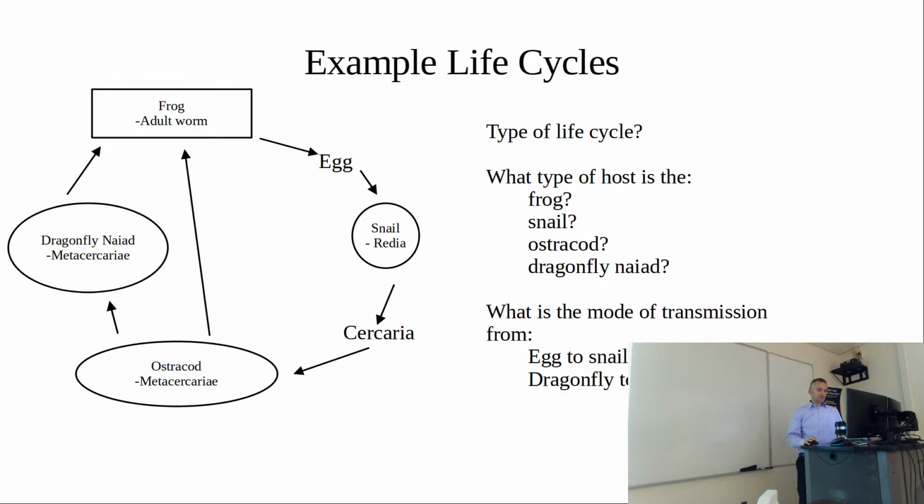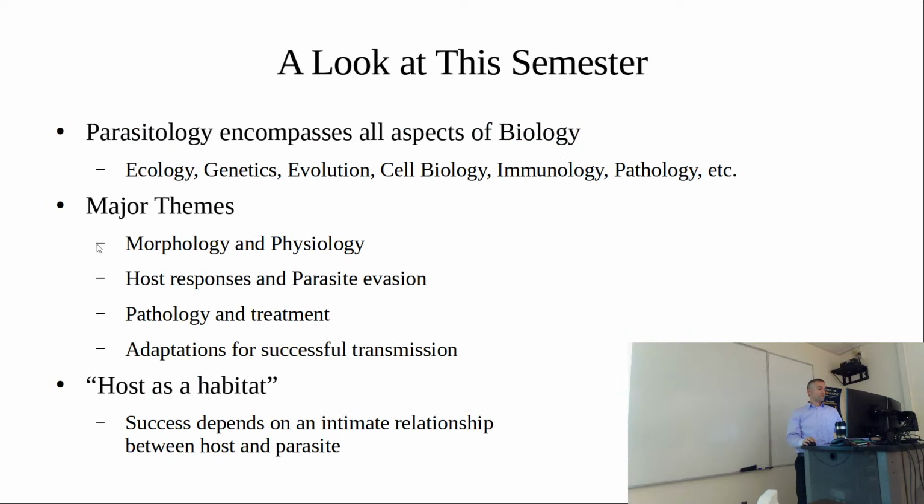Mode of transmission from the egg to the snail. It's passive. The egg gets consumed. The egg's just going to sit there. What about dragonfly to the frog? Also passive. Just going to sit inside the dragonfly. And in this life cycle, it's pretty interesting because it gets infected as a naiad, so as a larval dragonfly, and then that parasite persists through metamorphosis of the dragonfly. Pretty cool.